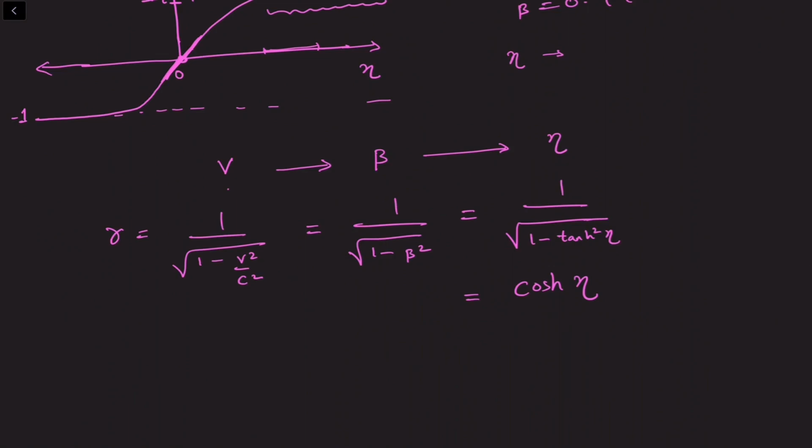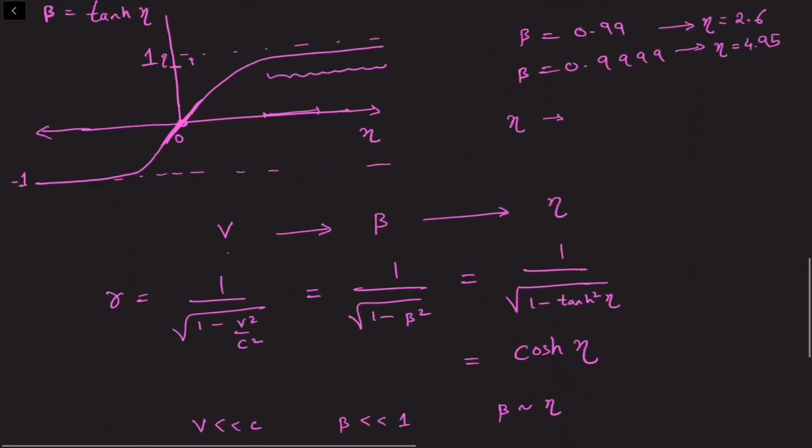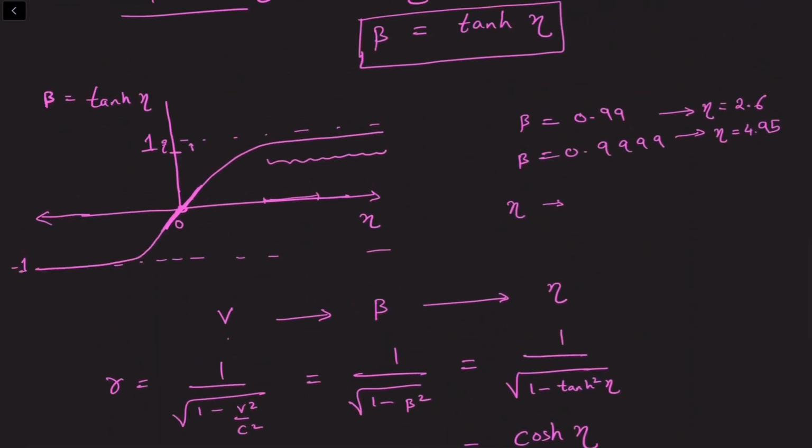And for small values of v, that is for v much, much less than c, beta is much, much less than 1. And therefore, beta is approximately the same as eta. But it's only when the speeds start to get close to the speed of light that eta significantly differs from beta. That is, you're stretching out this region, which is where the speed is close to the speed of light, over a large range of eta values.